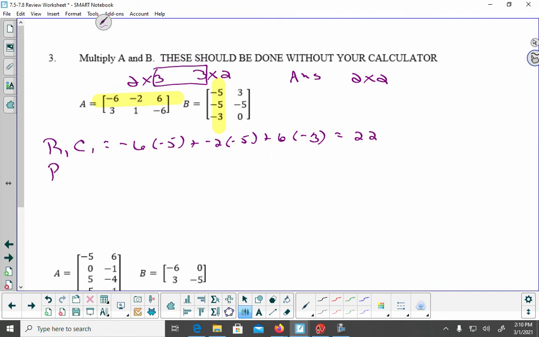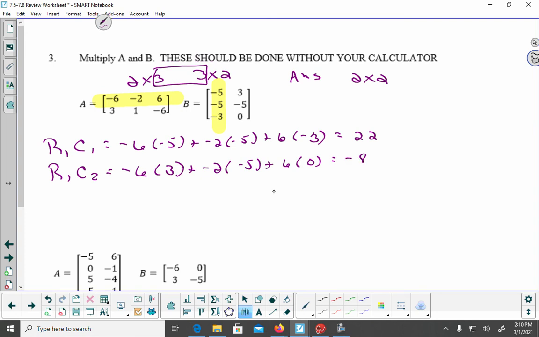Now I'm going to do row 1. I'm going to multiply it by column 2. So I'm going to take negative 6 times positive 3 plus negative 2 times negative 5 plus 6 times 0. And I'm going to have negative 18 plus 10, so that's going to be a negative 8.